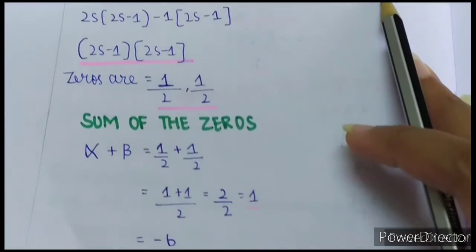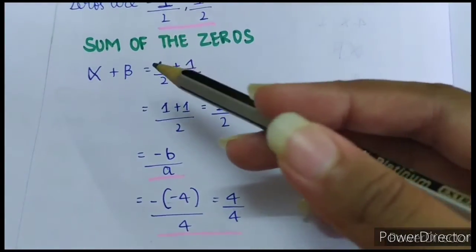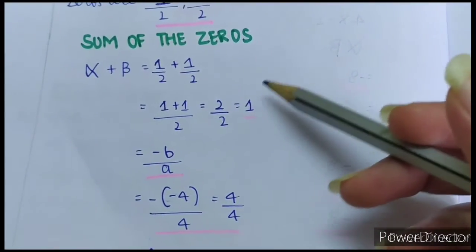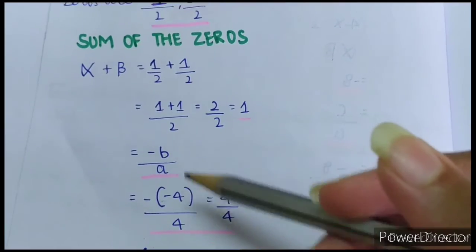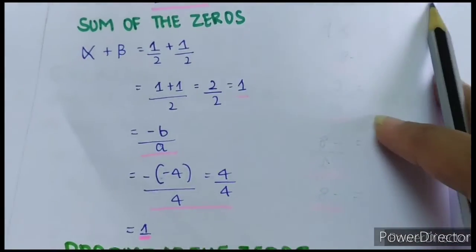So here sum of these zeros, alpha plus beta is equal to minus b by a. Here 1 by 2 plus 1 by 2 is equal to 1 plus 1 by 2, 2 by 2, which is equal to 1, and also minus b by a, solving it we get 4 by 4 which is also 1. So the relationship is satisfied.